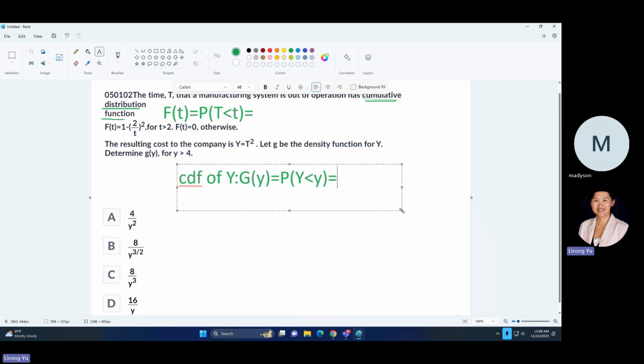Now, according to the definition, Y equals T squared. So from here, we're able to replace Y by T squared. Just want to go through the CDF approach. So this is the probability that T squared is less than y. That's because of the definition for Y.